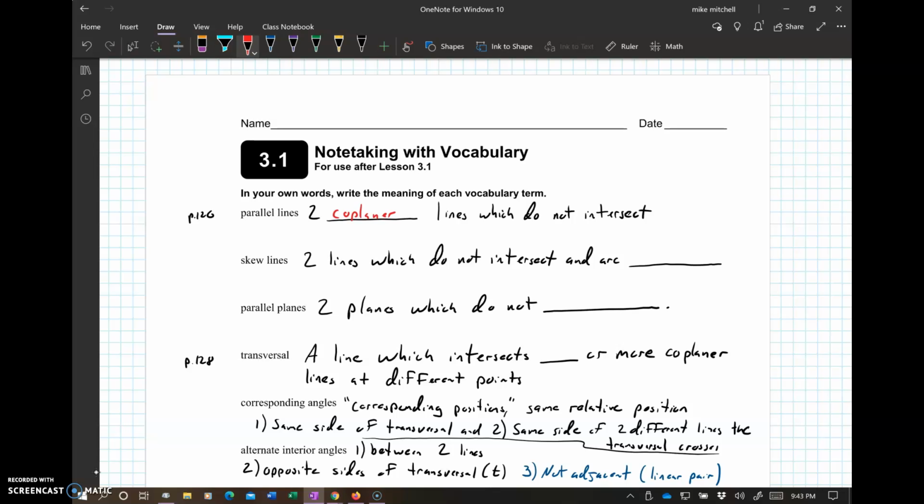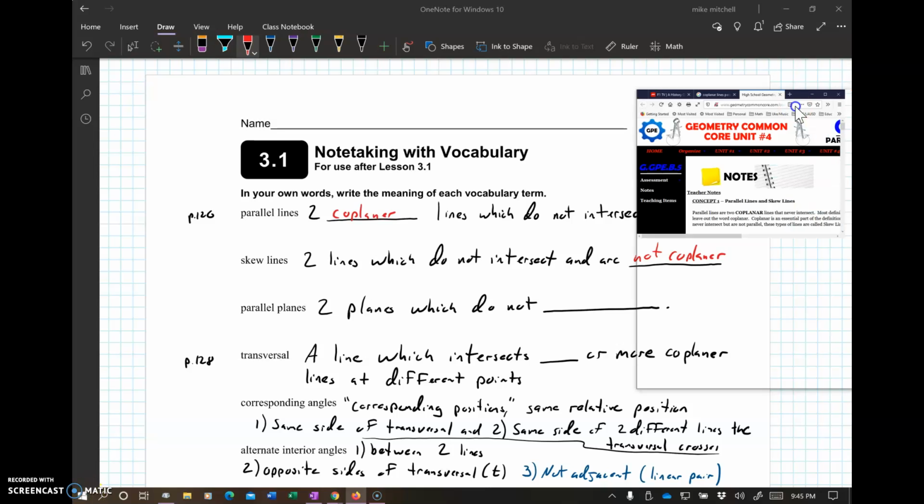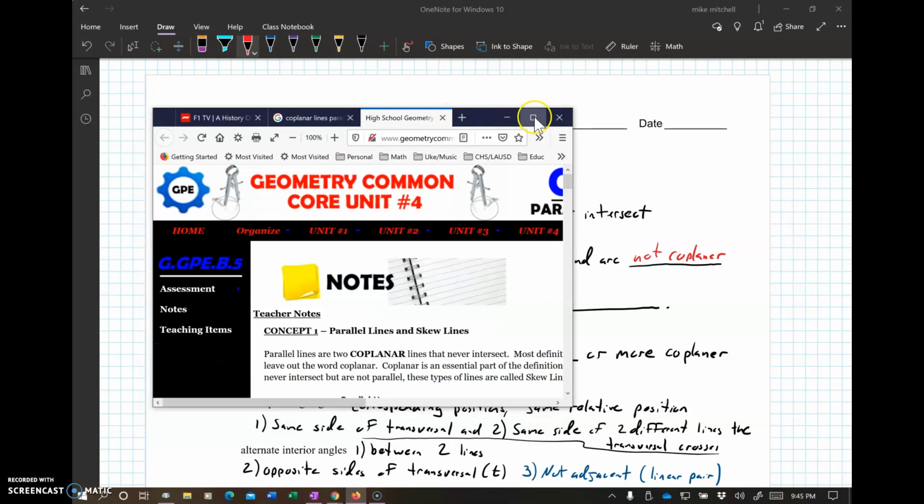So, two lines which do not intersect and are not coplanar. I didn't put that blank line in there very well, but that works as not coplanar right there. So they have some examples of that in the book. Just a second here. I just looked up a little picture to show you right here.